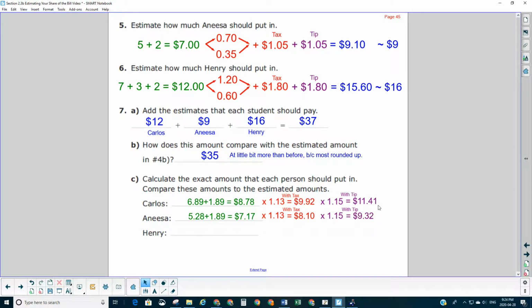Again, I'm not going to ask you to do these calculations in the calculator or anything. I'm just going to tell you what they are. But you see that Anissa's was about $9.32. We estimated about $9, so that's fair.